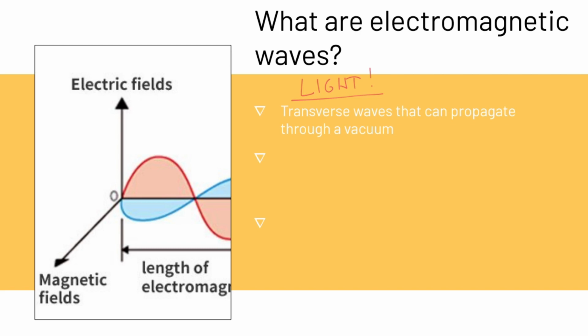So electromagnetic waves are transverse waves that can propagate through a vacuum, and only electromagnetic waves can move through a vacuum. All other types of waves have to have a medium.